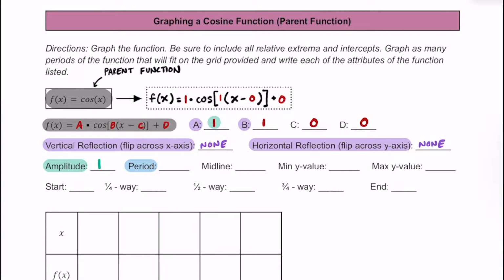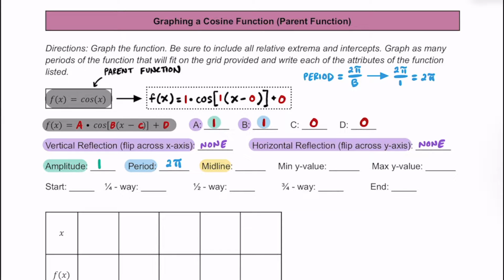Moving on to the period, this one's going to take a little bit more work, but this one is going to be affected by the b value. Now there's a formula we're going to use to figure out the period of these cosine functions. The period is going to be equal to 2 pi divided by whatever the b value is. In this case, we're going to have 2 pi divided by 1, and that's just going to be equal to 2 pi. So the period for the parent function is just 2 pi.